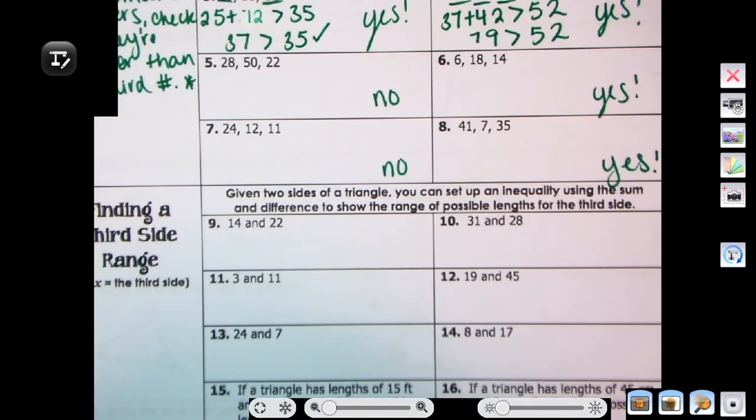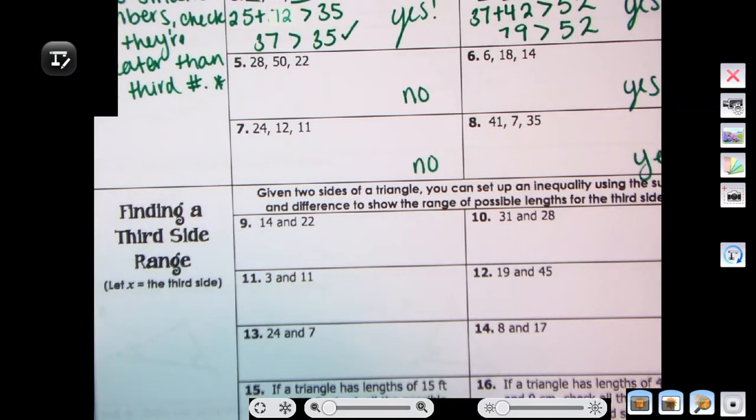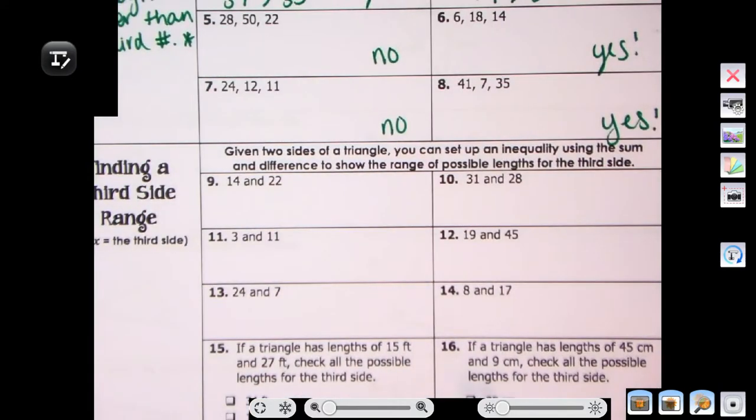Okay, so now let's kick it up a notch. Now we're going to find a third side range, meaning a range of values that the third side could be. Okay, and x would be the third side. So if you're given 2 sides of a triangle, you can set up an inequality using the sum and difference to show the range of possible lengths for the third side. Basically, we subtract these two numbers and we add the two numbers, and that gives us a range for what that third side could possibly be.